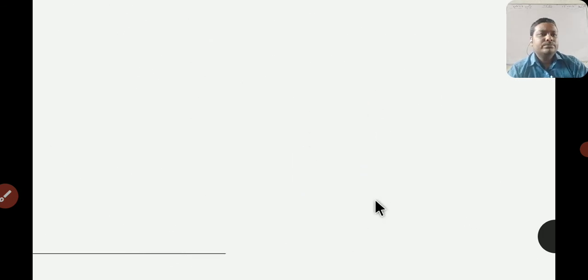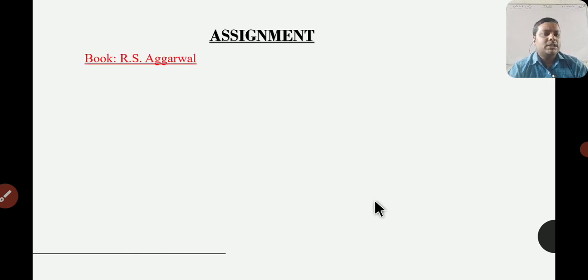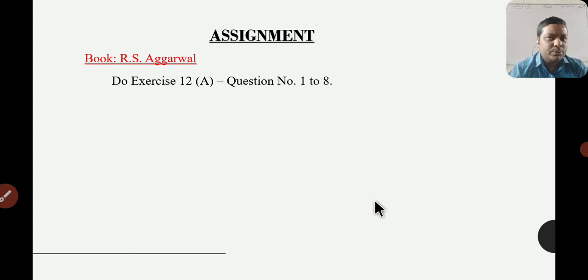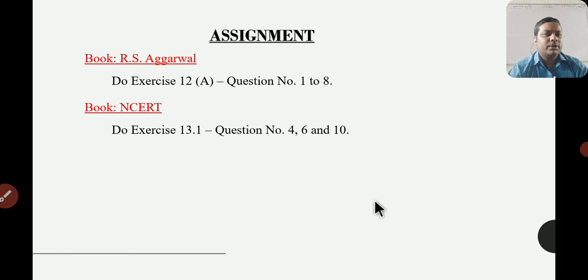Now, students, you have to do some assignment work at your home. In the R.S. Agarwal book, you have to complete exercise 12A, question number 1 to 8. And in the NCERT book, you have to complete exercise 13.1, but only question numbers 4, 6 and 10. Okay students? So thank you.